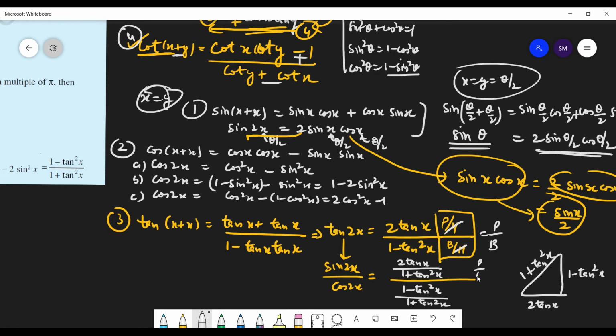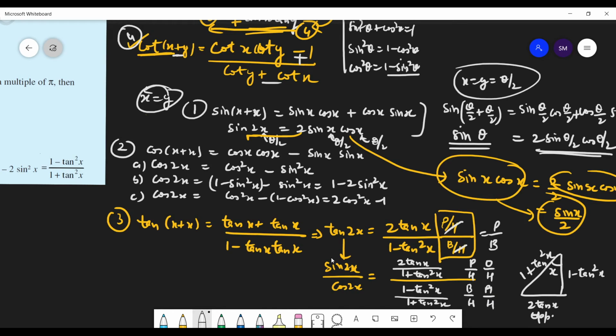So perpendicular upon hypotenuse here, base upon hypotenuse. Or you can write the angle x here. If you want to make it as perpendicular, meaning the opposite side is the perpendicular, then it will be your p upon h, and this adjacent side is the base upon h. So better if you write it as opposite upon hypotenuse or adjacent upon hypotenuse.